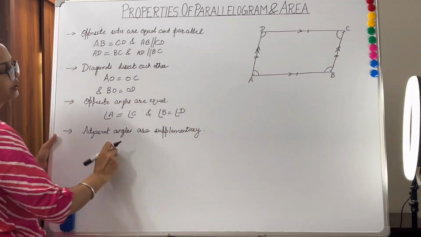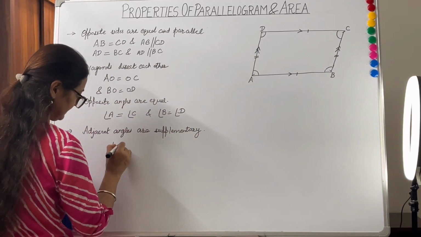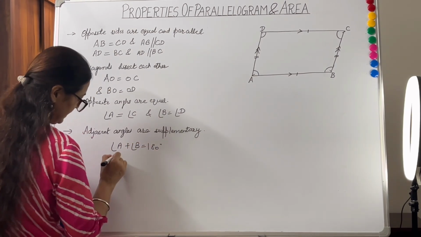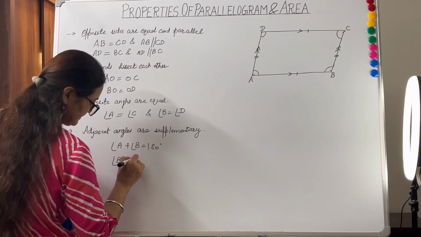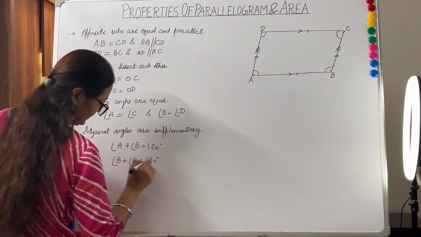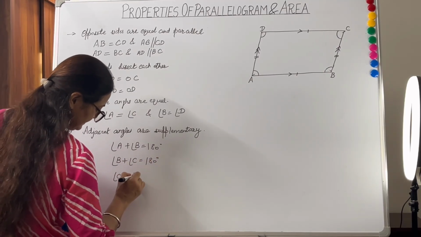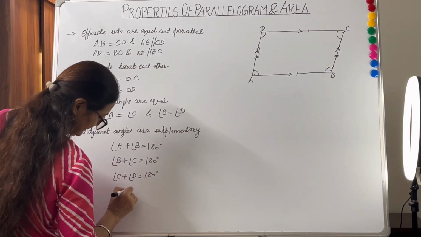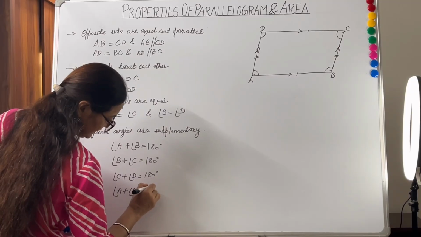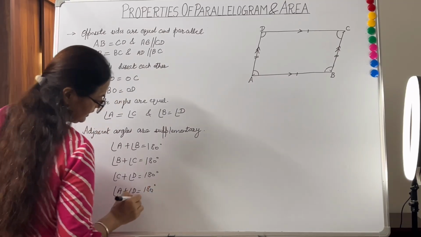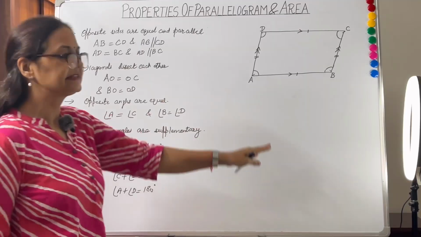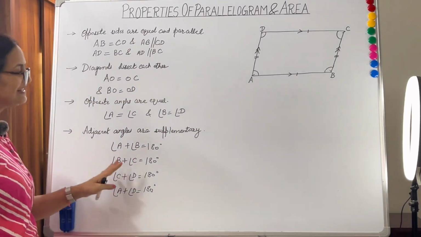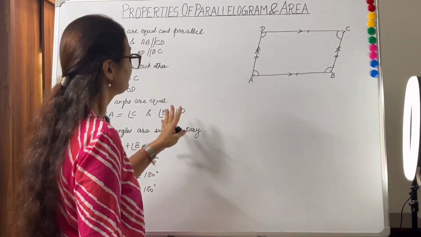Again, we will write according to our figure. It means angle A plus angle B is equal to 180 degree. Angle B plus angle C is equal to 180 degree. Angle C plus angle D is equal to 180 degree. And angle A plus angle D is equal to 180 degree. So, क्योंकि there are 4 pairs of adjacent angles in the quadrilateral, so charo pairs are supplementary. So these are the main properties of parallelogram.